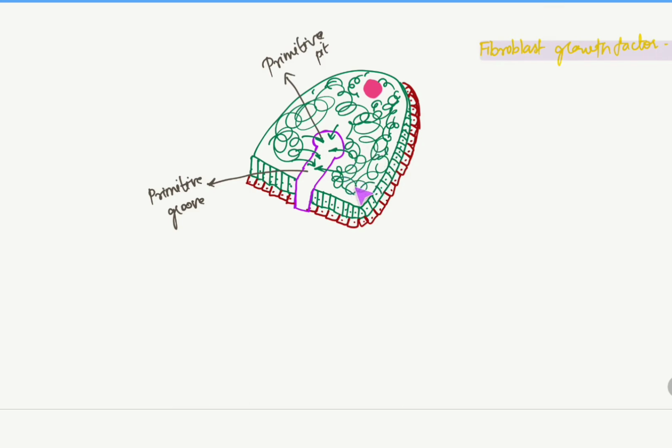Those epiblast cells which are under the influence of fibroblast growth factor 8 will be rapidly moving towards the primitive groove and the primitive pit. Because of the influence of fibroblast growth factor 8, the newly synthesized epiblast cells come towards the primitive groove and the primitive pit, and they fall in between the epiblast cell layer and the hypoblast cell layer. So they start falling like this. The new cell layer will be formed in between the epiblast and hypoblast cell layer.